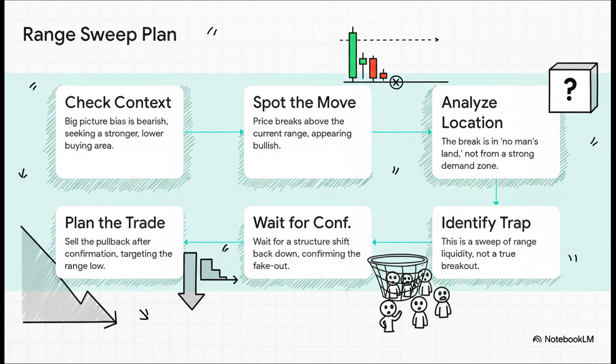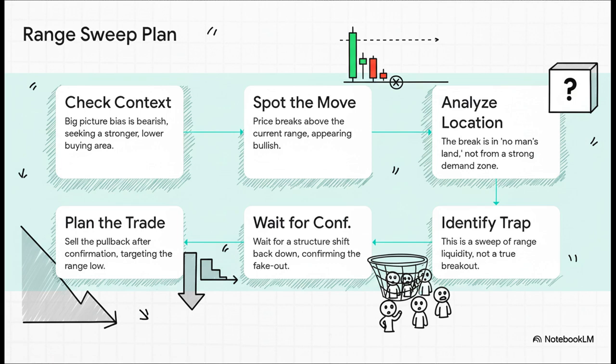But then what do we see? Price breaks above the sideways range. To most people, that's going to look super bullish. But we're smarter than that. We check the location. Is this breakout coming from a strong, significant level? No, it's basically happening in no man's land. That's a huge red flag that this is probably a liquidity sweep designed to trap all those eager buyers.